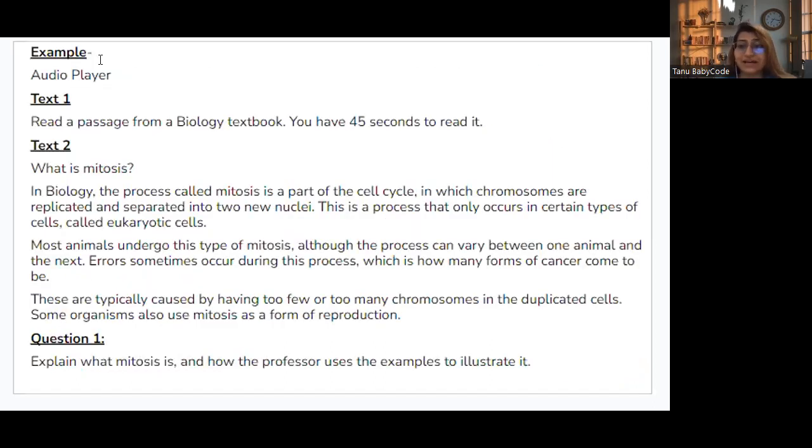You will have an example of the audio clip. Then text: read a passage from a biology textbook. You have 45 seconds to read it. So this will be a text. And then arrives your question: explain what mitosis is and how the professor uses the example to illustrate it, right? So this is your question, audio, and then a reading passage, and you have to summarize.